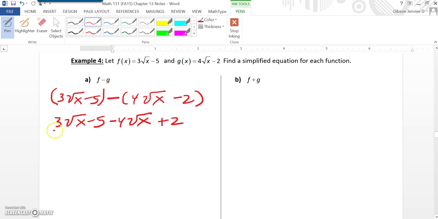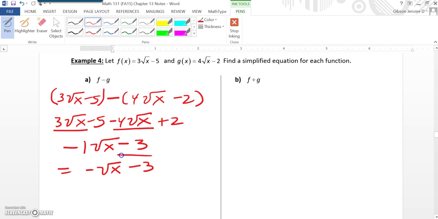Now we would combine like terms. 3 square root of x minus 4 square root of x will give us a negative 1 square root of x. And negative 5 plus 2 will give us a negative 3. Now, of course, we do not have to leave this negative 1 out front. We can just make this negative square root of x minus 3. And then we are done, because it's assumed to be a 1 here anyway.